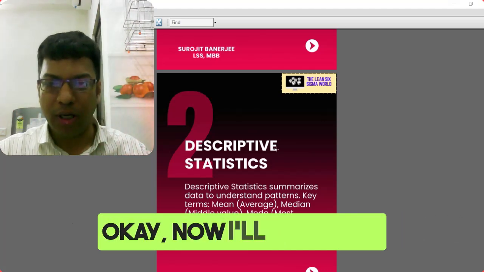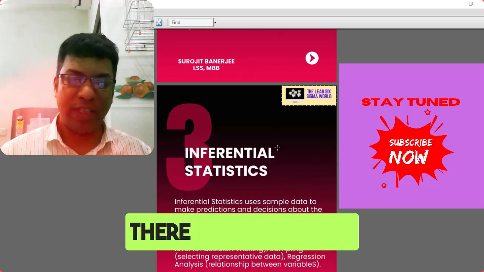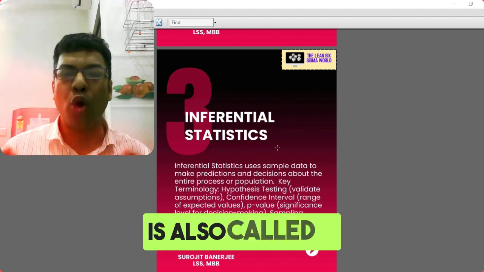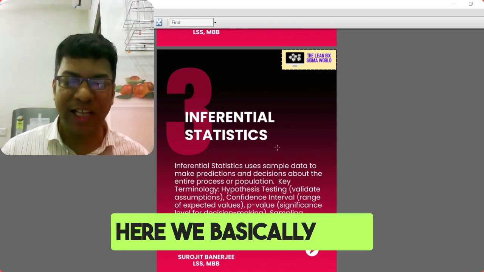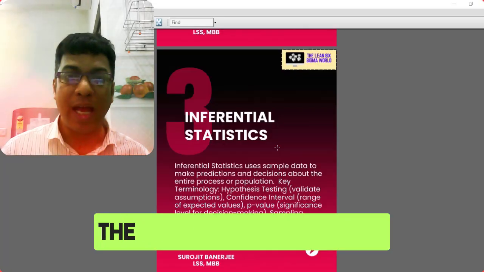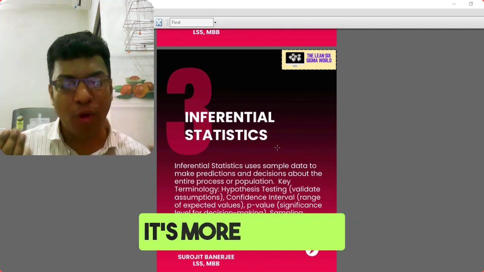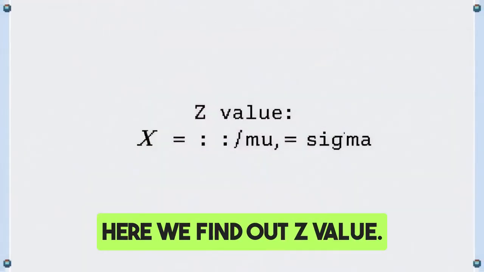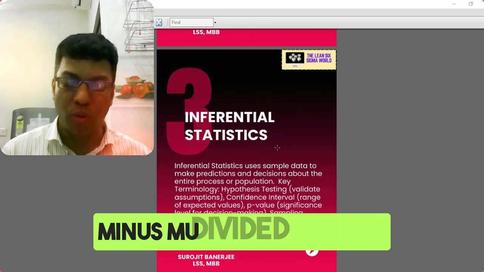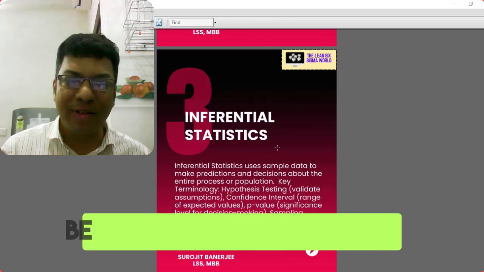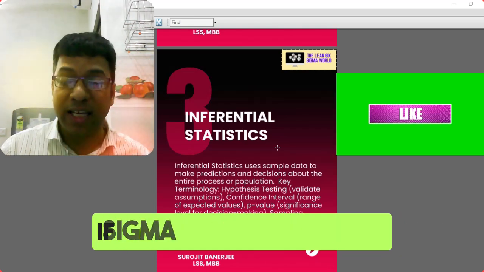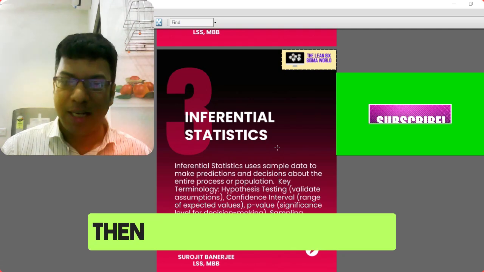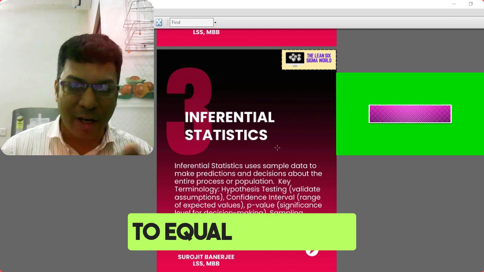Okay. Now I'll move into inferential statistics. There are two types of statistics: descriptive statistics and inferential statistics. Inferential statistics is also called probability statistics. Here we give the conclusion based on the entire big population. The sample size is more than 50, so we go with inferential statistics. Here we find the Z value. Z value is X minus mu divided by sigma. A normal distribution can be converted into a standard normal distribution if sigma equals 1 and mu, meaning the mean, equals 0. Then the Z value will be equal to X only.